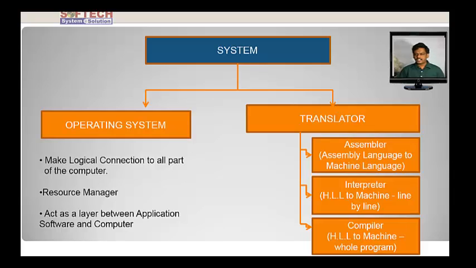But a compiler reads the whole program, then stores it into main memory. So it requires more memory. So if the computer has more memory, the compiler is suitable. If the computer has low memory, the interpreter is suitable. But both interpreter and compiler do the same work. That is, they convert high level language into machine language.